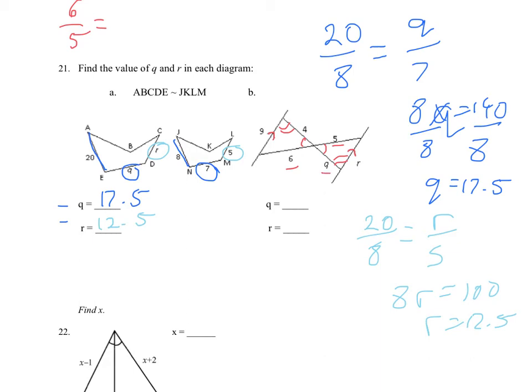Q corresponds to 4. So we put 6/5. 6 was first, so 4 is going to be first. 4 over Q. Cross multiply, 6Q equals 20. Divide by 6. And Q equals 3 1/3.